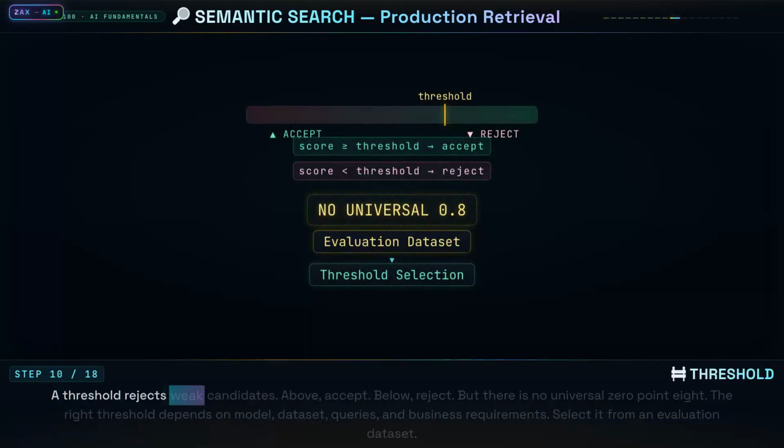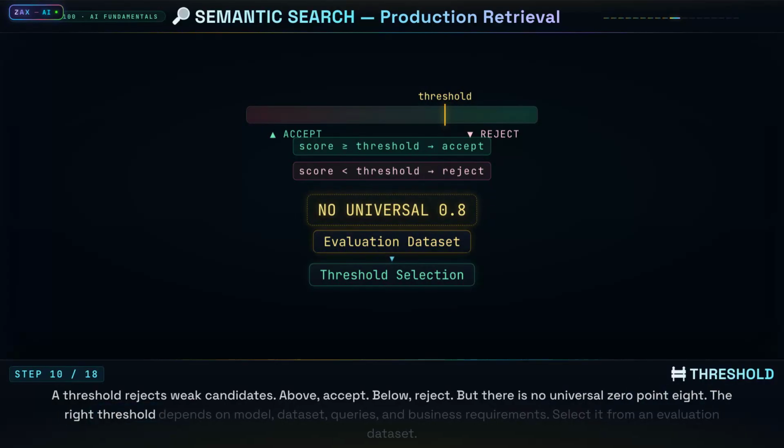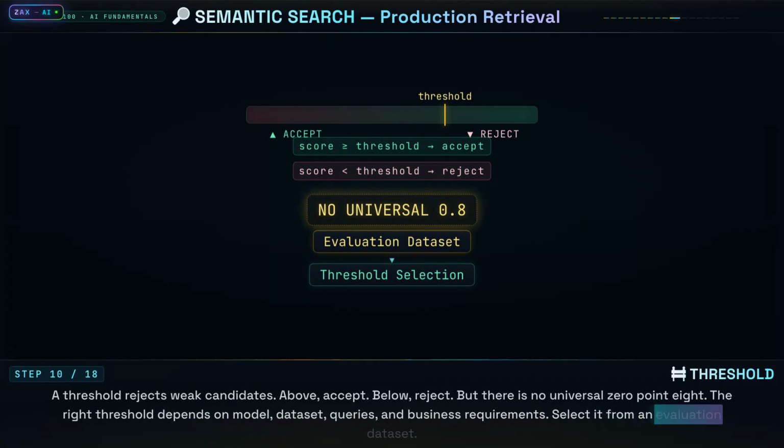Threshold rejects weak candidates. Above, accept. Below, reject. But there is no universal 0.8. The right threshold depends on your model, dataset, query distribution, and business requirements. Selected from an evaluation dataset.